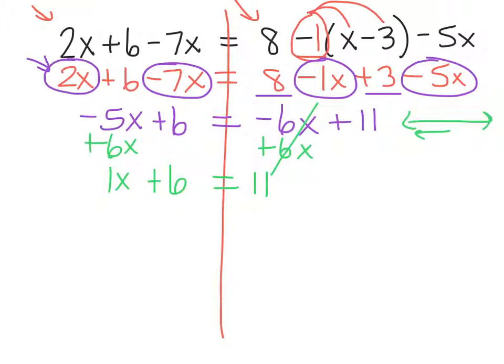Now it's just a regular two-step equation. So to solve for x, I'm going to get rid of the plus 6 by subtracting 6 from each side. So we get 1x equals 5. And 1x is the same as x, so the answer is x equals 5.